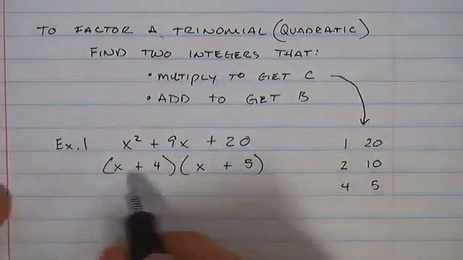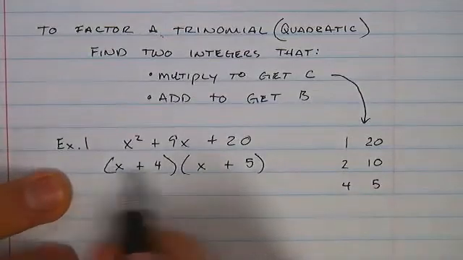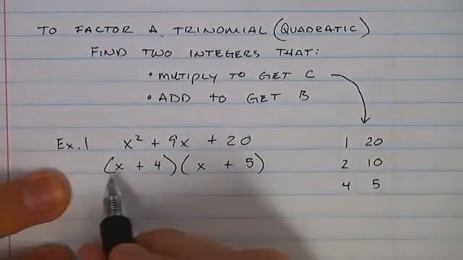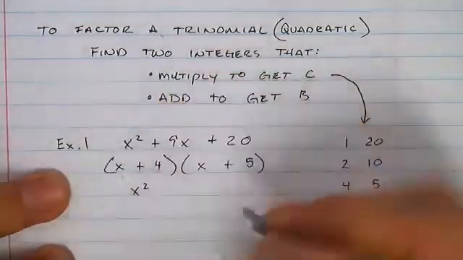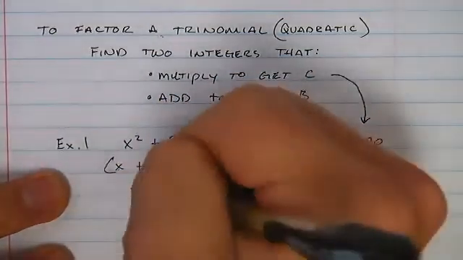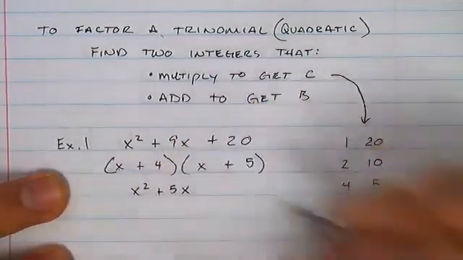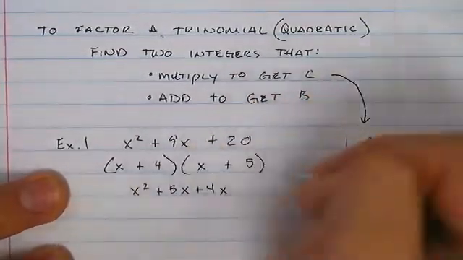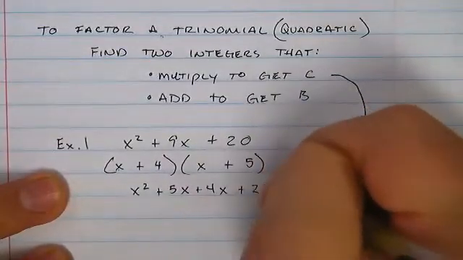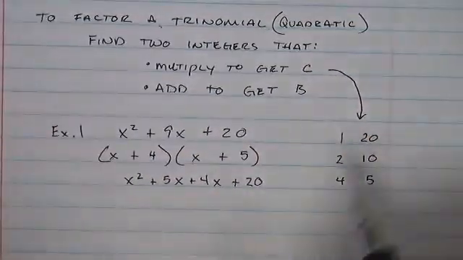And if we FOIL this back together, if we go ahead and do the double distribution, you can see we have x times x, which is x squared. We have x times 5, which is 5x. We have 4 times x, which is 4x. And we have 4 times 5, which is +20. Okay, and so you can see.